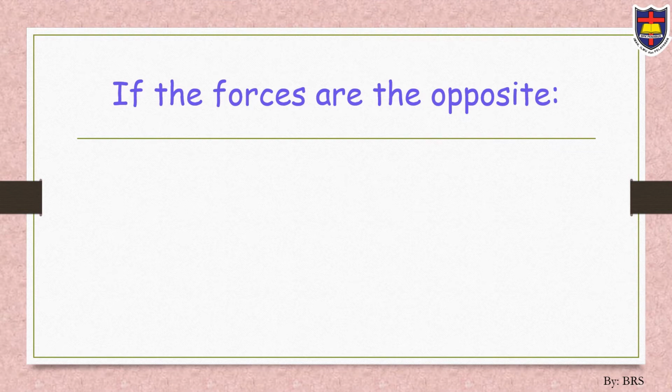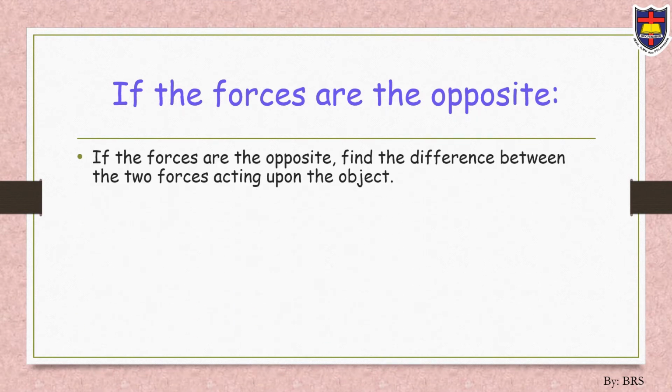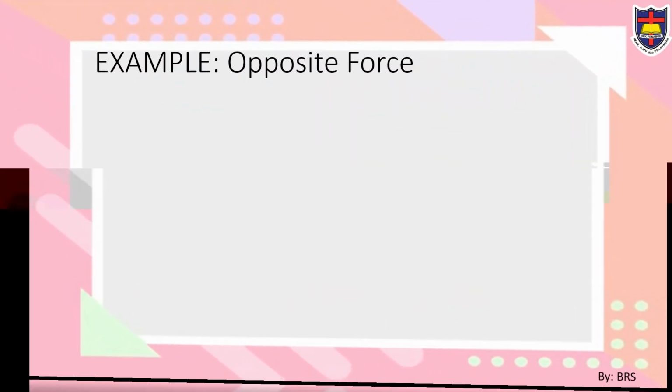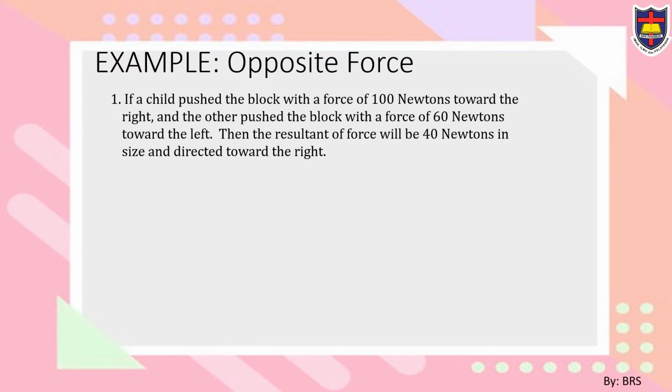If the forces are opposite, find the difference between the two forces acting upon the object. Subtract the smaller force from the larger one. Keep the direction of the larger force. Example for the opposite force 1. If a child pushes the block with a force of 100 Newton toward the right, and the other pushes the block with a force of 60 Newton toward the left, we can find that the resultant of force will be 40 Newton in size and directed toward the right.